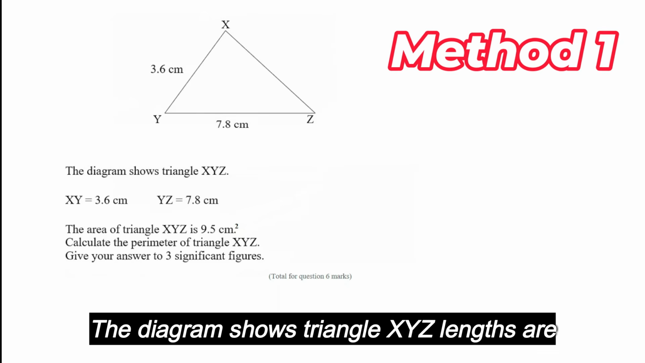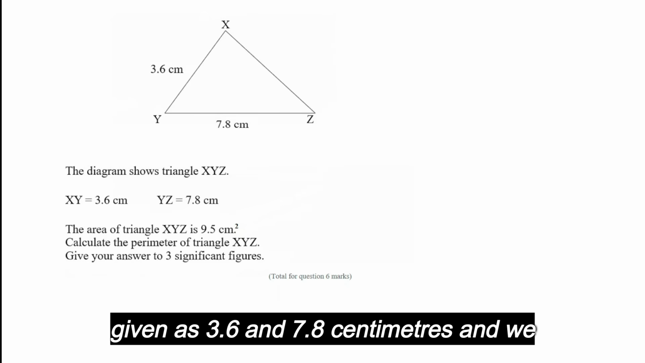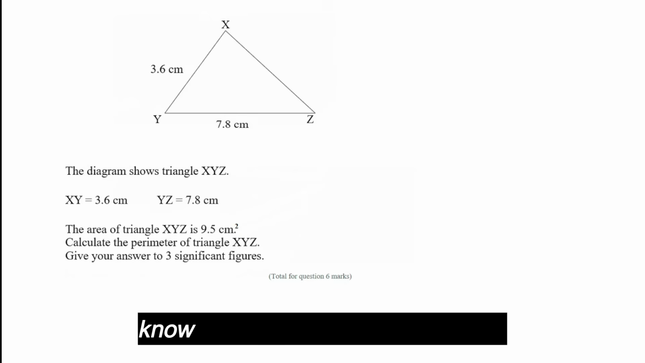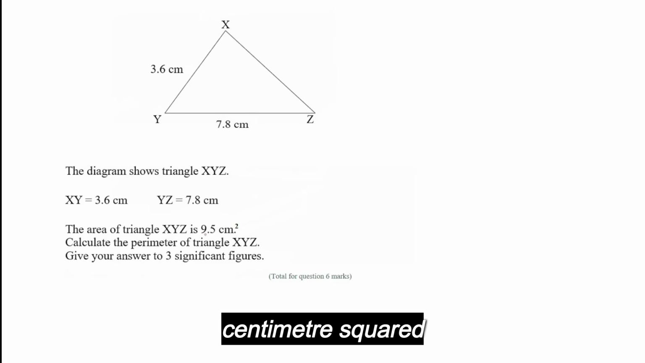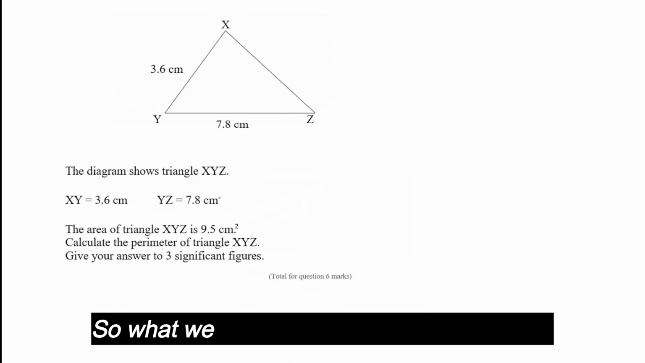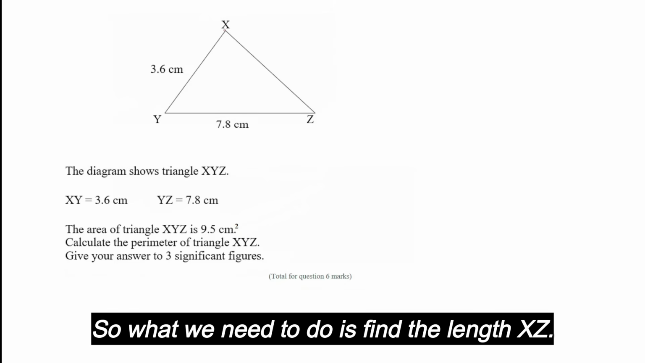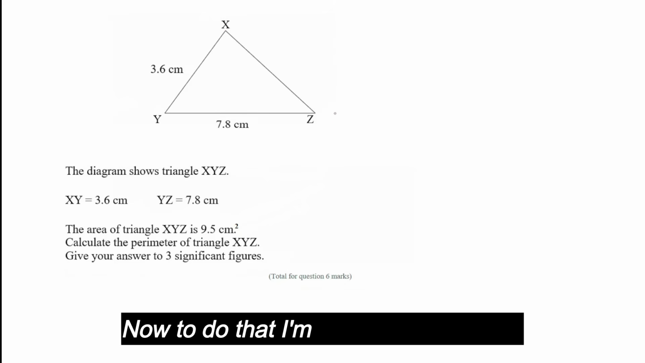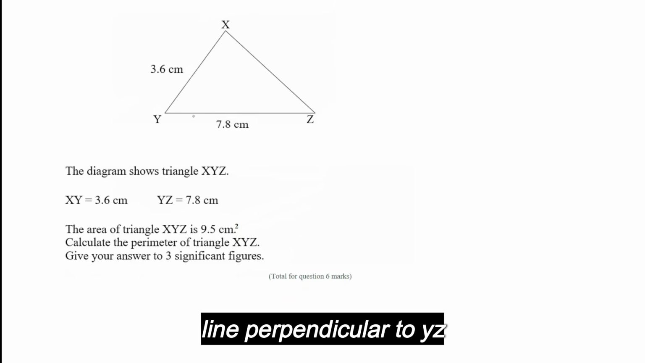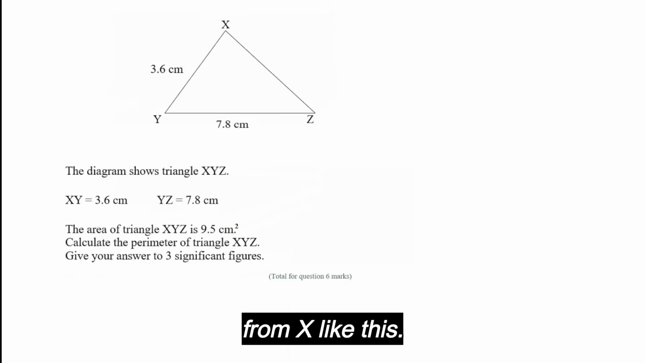The diagram shows triangle XYZ. Lengths are given as 3.6 and 7.8 centimeters, and we know the area of the triangle is 9.5 centimeters squared. The question is to find the perimeter. So what we need to do is find the length XZ. To do that, I'm first going to draw a line perpendicular to YZ from X like this. Now let's call this H.